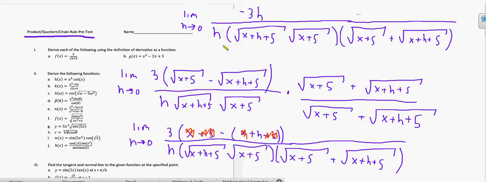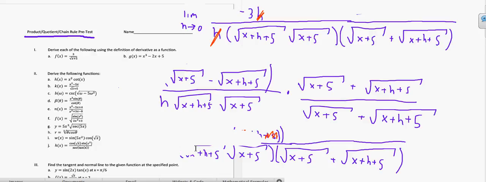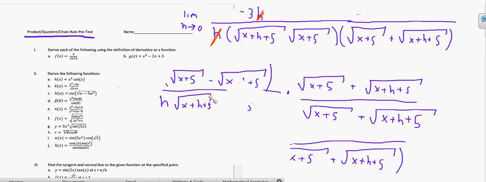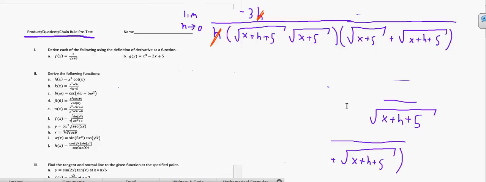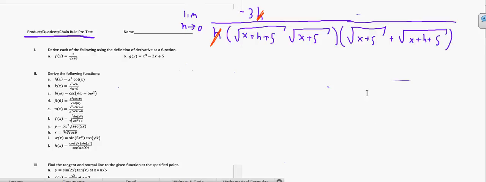H's can now cancel because we are multiplying by h on top and multiplying by h on the bottom, so we can cancel them out. And what that's going to leave us with, I don't know if I like this program as much as the others, but we'll finish this out here. Oh man, I can make this bigger. Oh, that's just a draw thing. It didn't really help. Okay, so we're left with this.